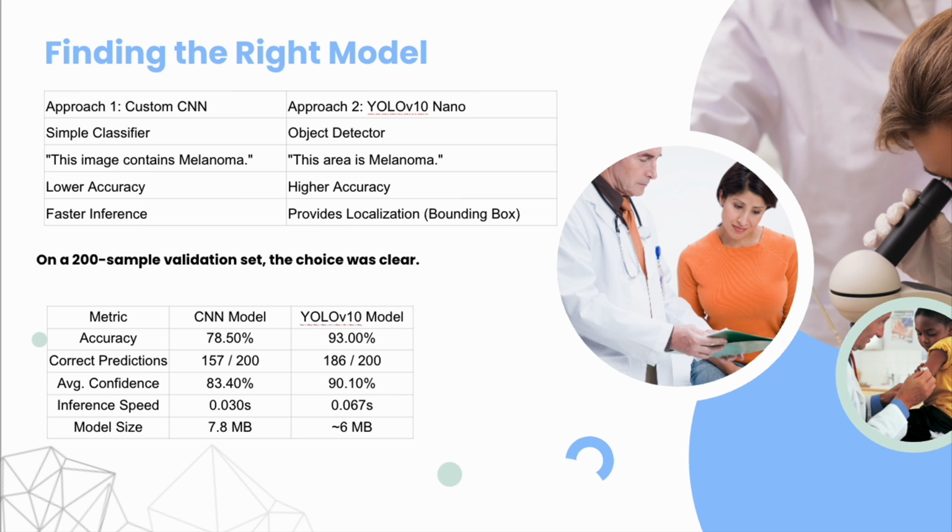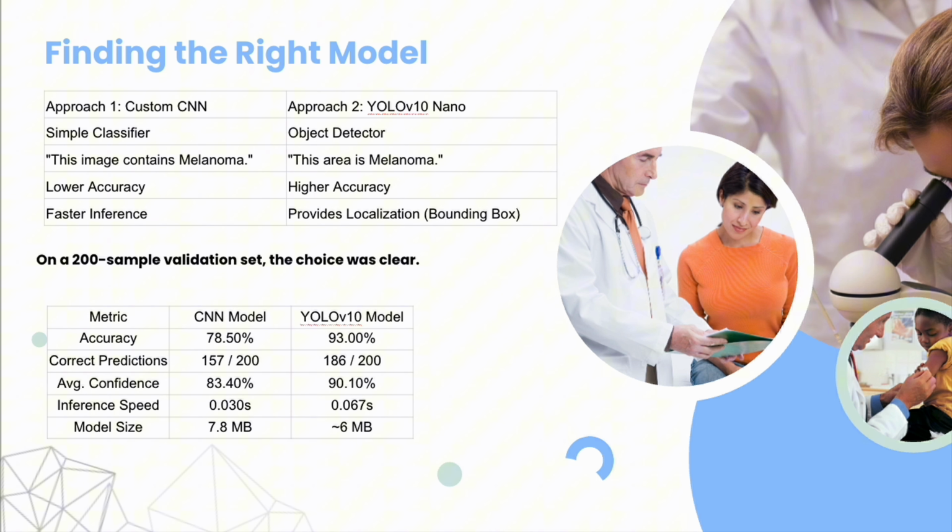A critical part of our project was finding the right model. We compared 2 main approaches. Approach 1, a custom CNN. This is a simple classifier. It would only tell the user if the condition was present.